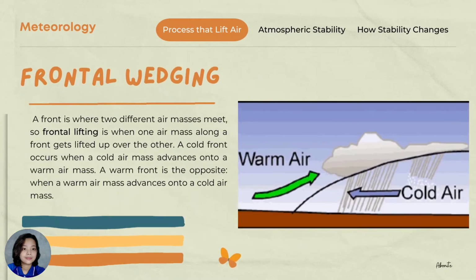Another way that air is lifted is through frontal lifting. A front is where two different air masses meet. So, frontal lifting is when one air mass along a front gets lifted up over the other. A cold front occurs when a cold air mass advances onto a warm air mass. A warm front is the opposite, when a warm air mass advances onto a cold air mass.